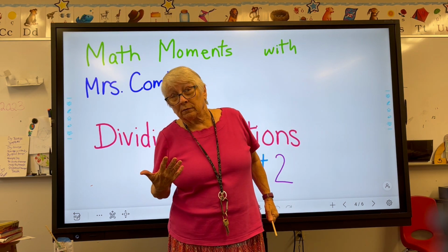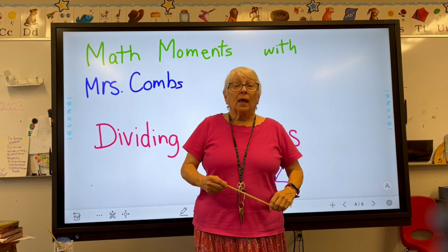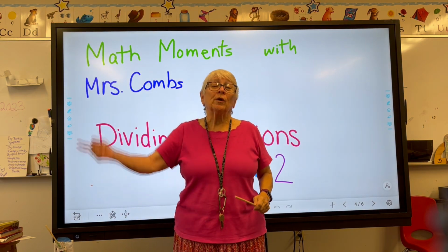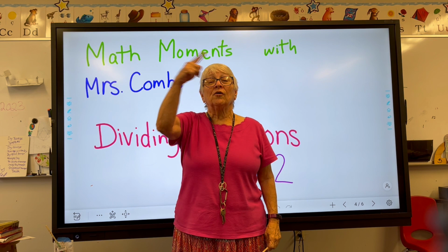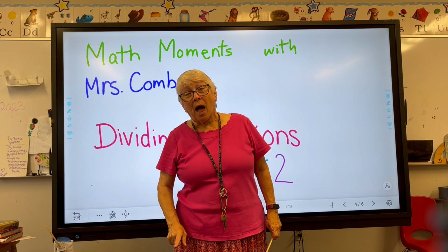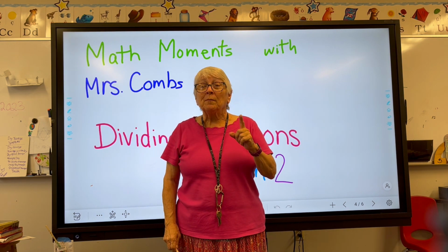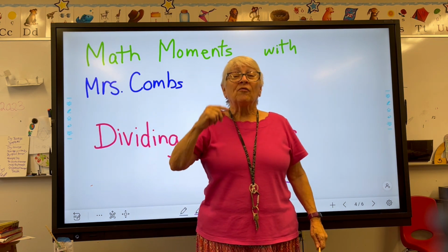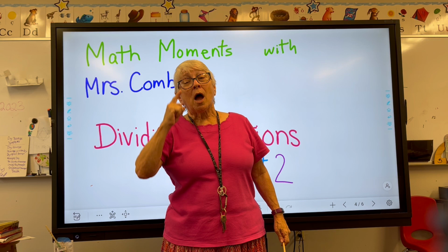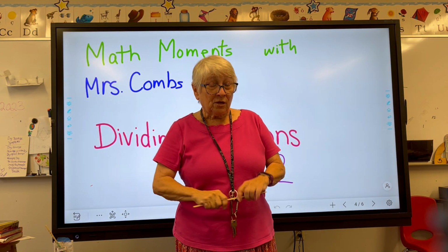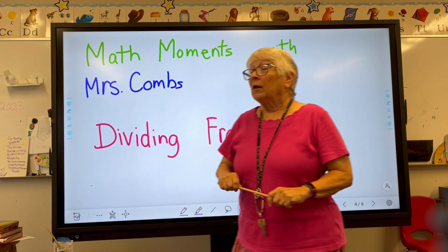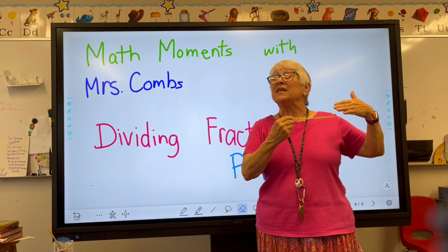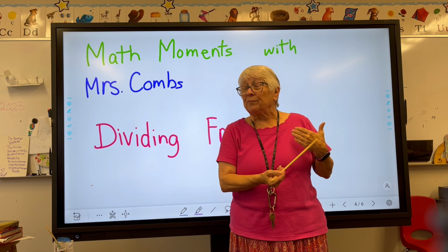I've re-upped the memory song, and it goes like this. When you're dividing fractions, you invert and multiply, invert and multiply. And when you multiply mixed numbers, you use improper fractions, use improper fractions. So that's two parts. The first is that when you divide, you have to use the inverse of the second number.